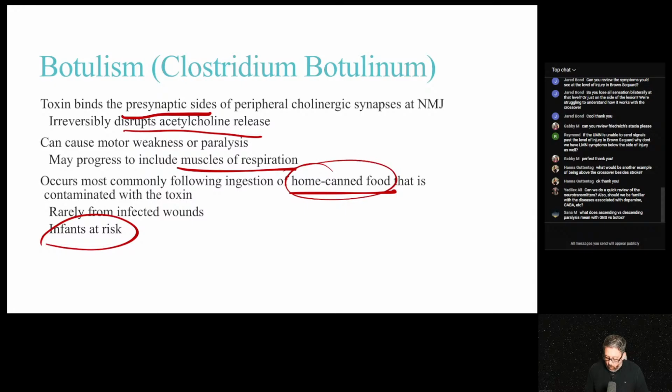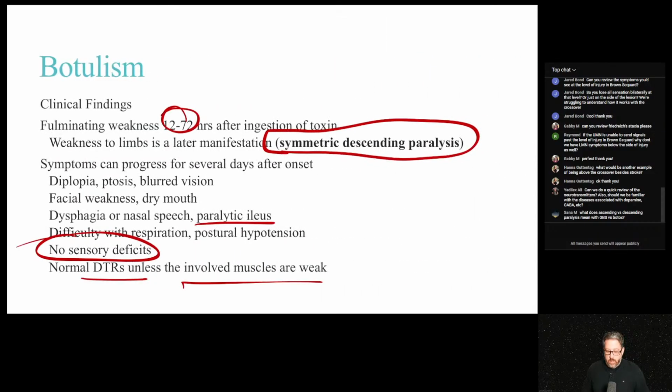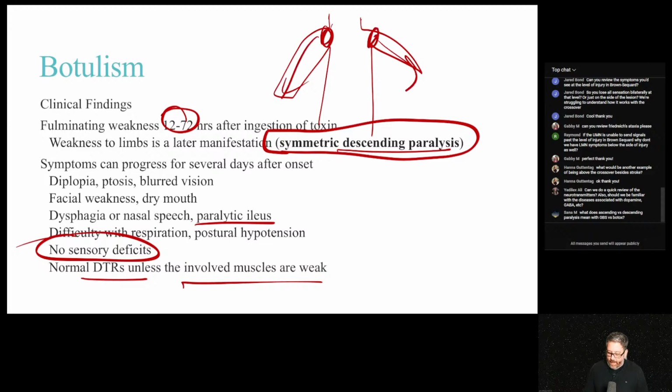So remember, home canned food, that was in the Kahoot. They were eating a lot of canned tuna. This is a descending paralysis. So it usually starts in the proximal area and it works its way down. So it's a descending paralysis. So that's why you got to know that one.